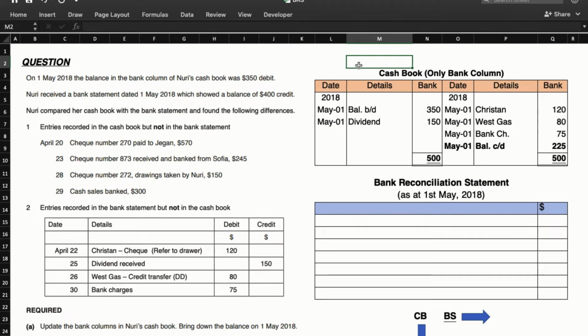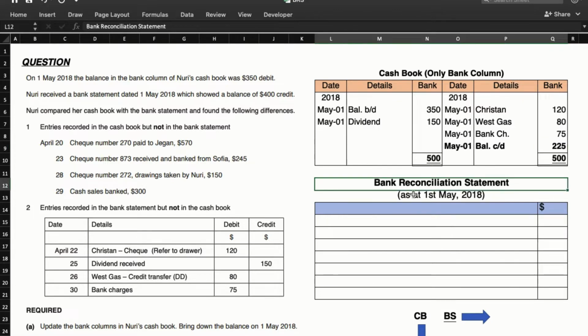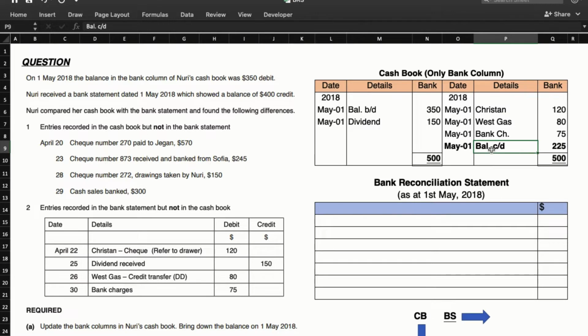Hello everyone. In the previous video, we updated the cash book and got the updated balance, which is $225. Now in this video, we are going to see how to prepare a bank reconciliation statement. I will start with this updated balance of the cash book in the bank column. So I will write here balance as per cash book, and it is a debit balance, and the amount is $225.